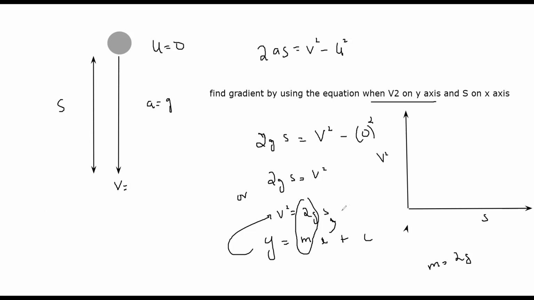But whether this straight line is passing through origin or it is above origin or below origin, as you can see here, the starting velocity u is also 0. So y-intercept is 0. So if y-intercept is 0, there will be a straight line, and the straight line is also passing through origin. Is it clear?